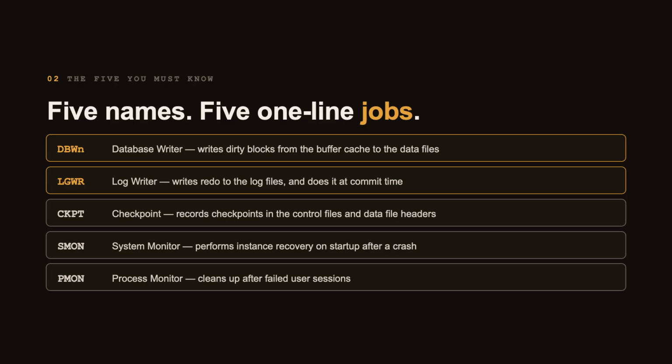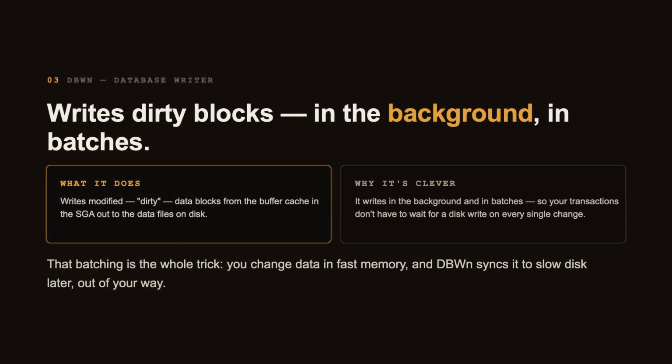We'll now take each one and go one level deeper, because knowing the name isn't enough, you have to know why it's there. First, DBWn, the database writer. Its job is to take the modified data blocks, we call them dirty blocks, sitting in the buffer cache, and write them out to the data files on disk.